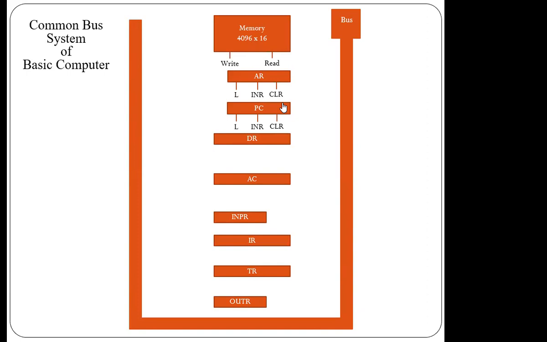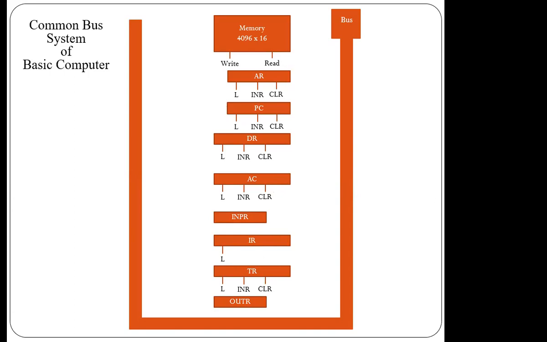So every register has L, INR, CLR inputs, right? Similarly AC, but INPR does not have these 3 inputs, right? Because whenever you press any key on your keyboard, the data will be sent to the INPR register. INPR stands for input register, and it receives the 8 bits of character from the input, right? Then we have IR, the instruction register, which is also load only, right?